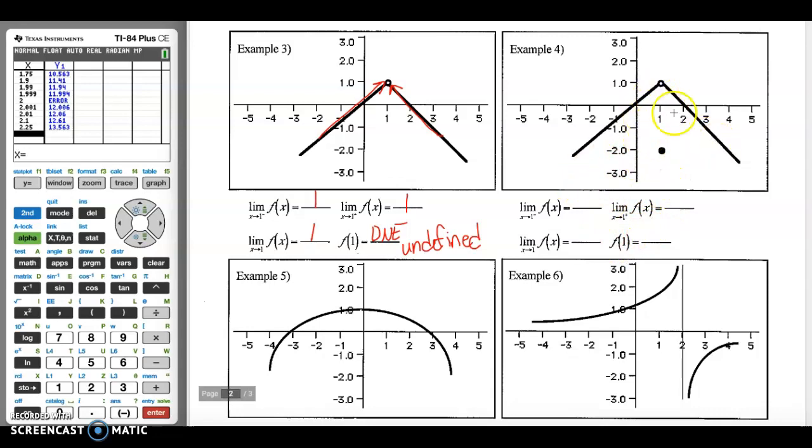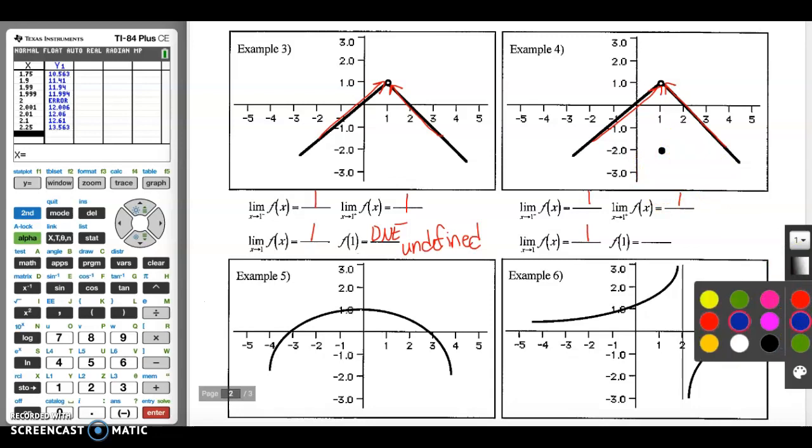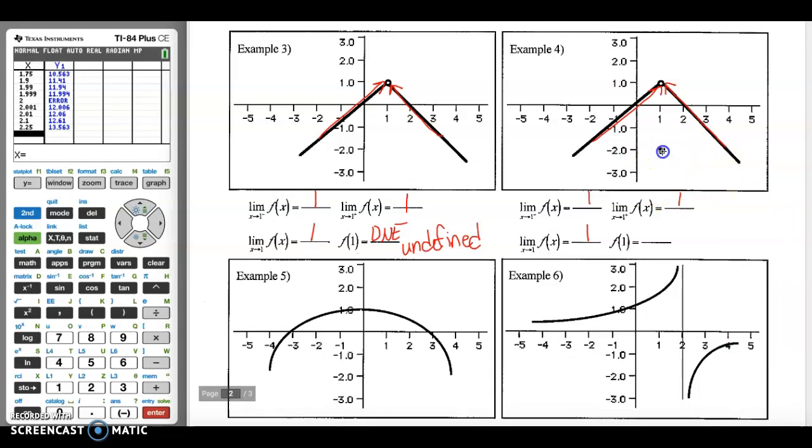All right, this graph looks very similar. As I approach 1 from the left-hand side, it looks like my y value is going to be 1. As I approach 1 from the right-hand side, it looks like my y value is going to be 1. Therefore my general limit is also 1 because it matches. And now this one actually does have a point. There is a point on this graph down here at -2, and although it's a bit of a funky graph, that's perfectly fine. So my actual function at 1 is -2.